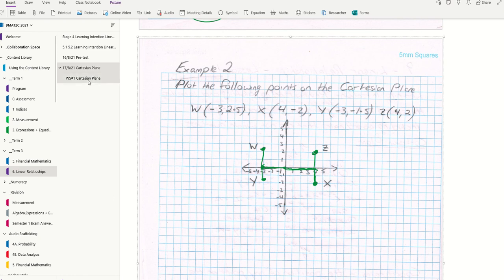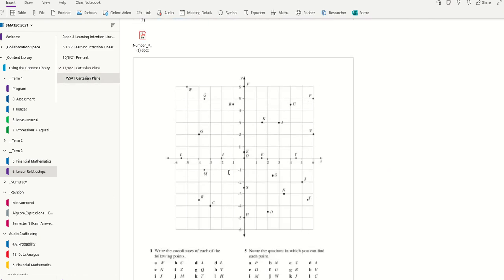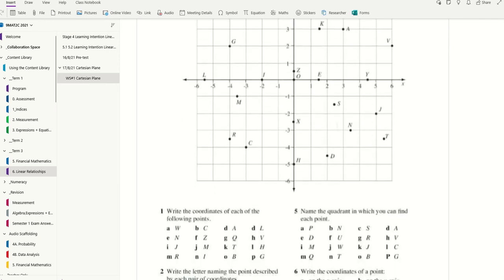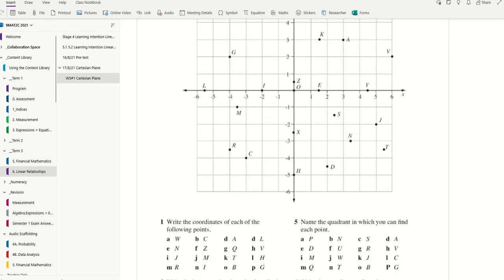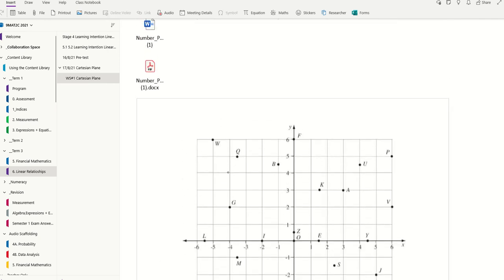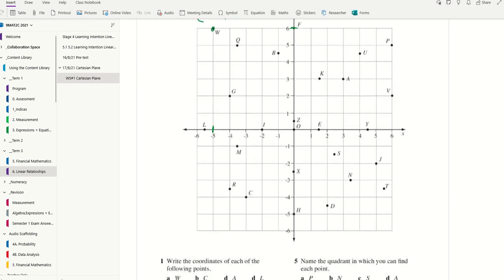Okay, so for today, what I really want you to do is just to revise the Cartesian plane. So find the coordinates of each point. Find W, find out how far we're going to go across, minus 5, 6, so W is minus 5, 6. Just keep going and find them all.